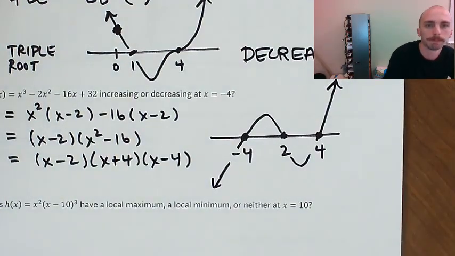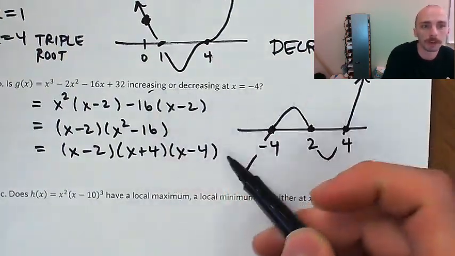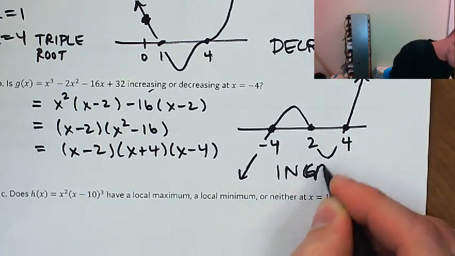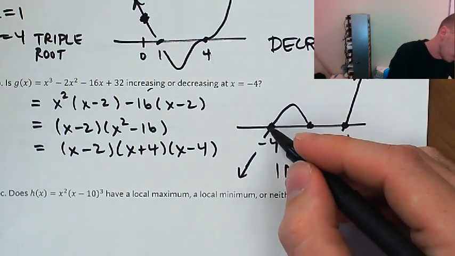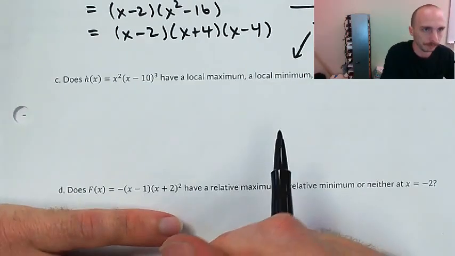Okay, just like that. Oh wait, no, not just like that. I have to determine if the function's increasing or decreasing. X equals negative 4, that's going to be increasing. Okay, because if I look just right here, as I move left to right, the graph is going up.